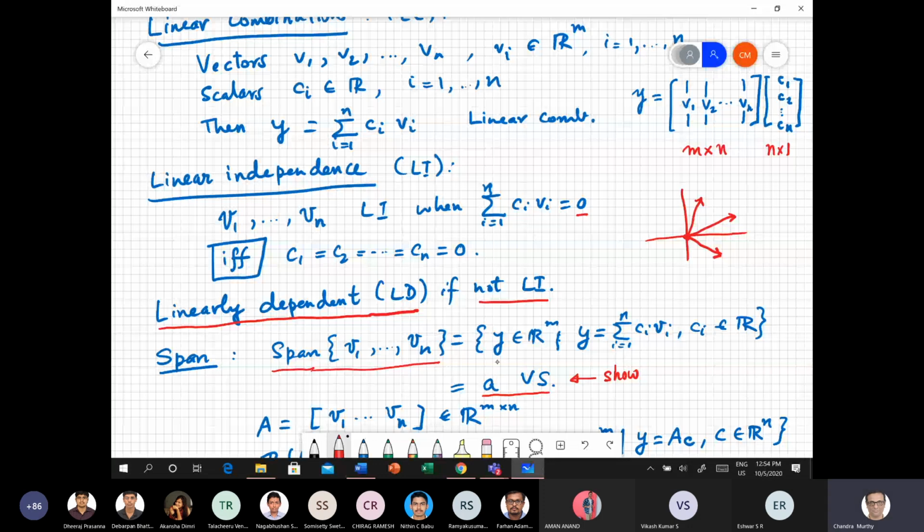And similarly, if you scale a vector y by some alpha, then that's the same as scaling each of these coefficients by the same factor alpha. And therefore, alpha times y can also be written as a linear combination of these vectors, and it belongs to the span. So it satisfies the two properties we said that a vector space should satisfy. And so the span of a set of vectors is actually a vector space.